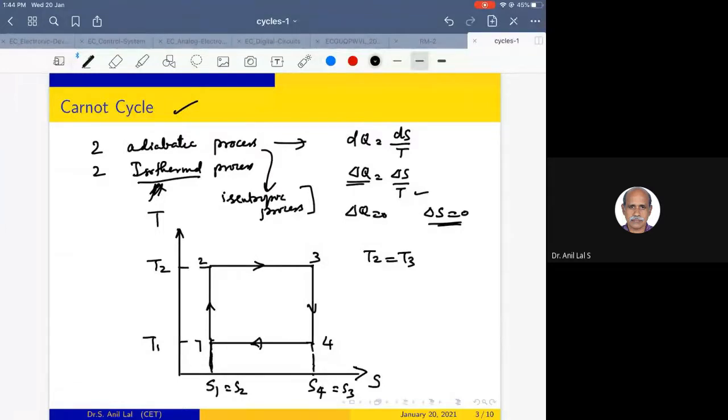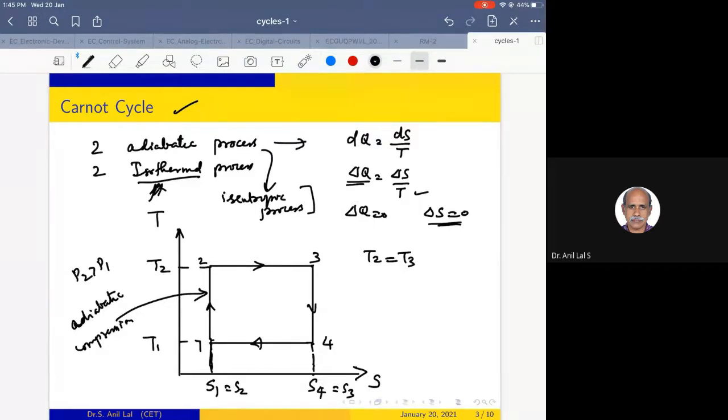Now during 1-2, what happens? Temperature increases. Temperature increases means the speed of the gas molecules increases, so therefore the pressure also increases. So this process 1-2 can be called an adiabatic compression, because P2 is greater than P1. So during 1-2, the pressure increases and temperature increases.